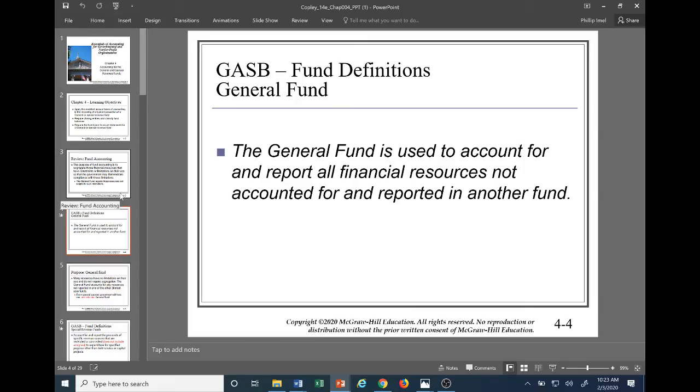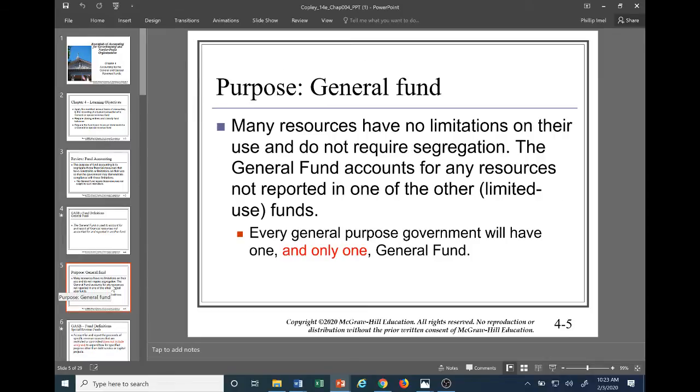So fund definitions. The general fund is used to account for and report all financial resources that are not accounted for or reported in another fund. So we know that if it's not in one of the other funds, then it's going to the general fund, because, as the name says, it's the general purpose fund. So what is the purpose of the general fund? Many resources have no limitations on their use and do not require segregation. The general fund accounts for any resources not reported in one of the other funds, which are the limited use funds, because we know capital projects is limited only for that of capital projects, right?